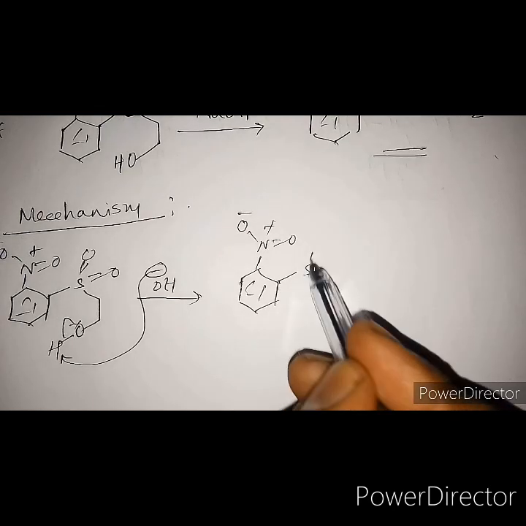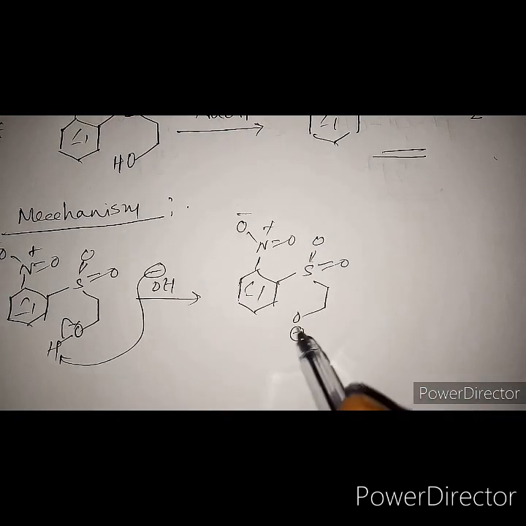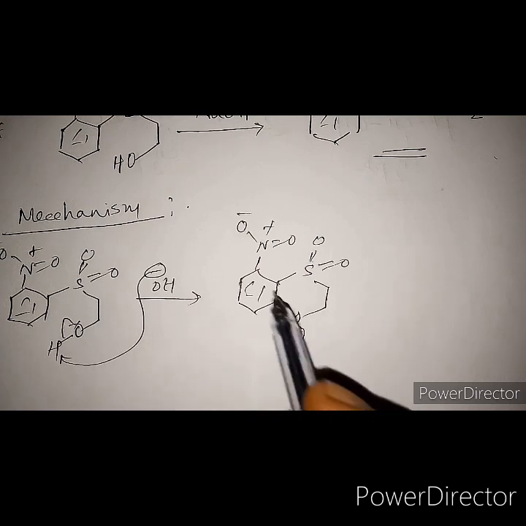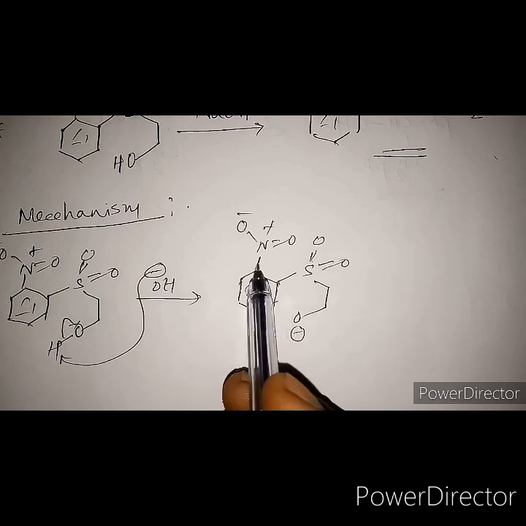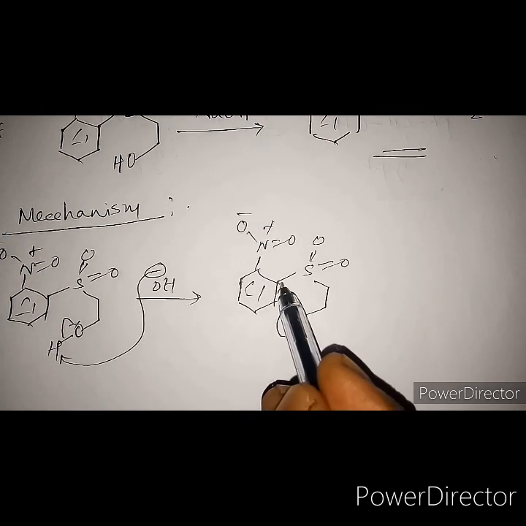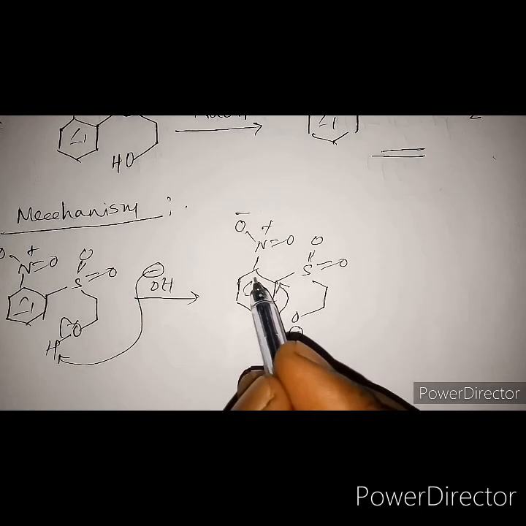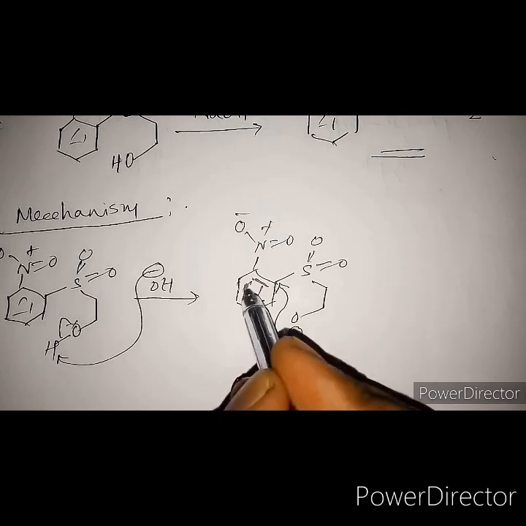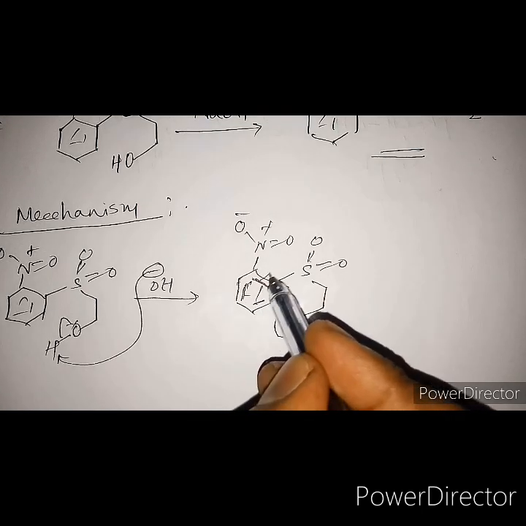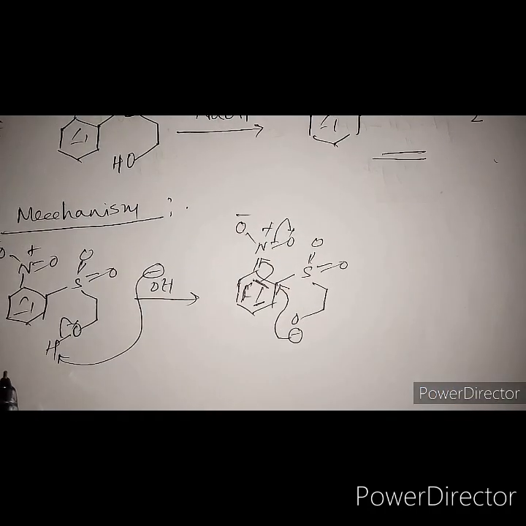Now this is sulfur connected with 2 carbons, O minus, and this O minus, because this carbon is more electrophilic, because it's connected with NO2 as well as sulfur dioxide, so it will be more electrophilic. It will attack here. So we can write like this, the bond. Once it attacks, this bond migrates here and this group migrates here.